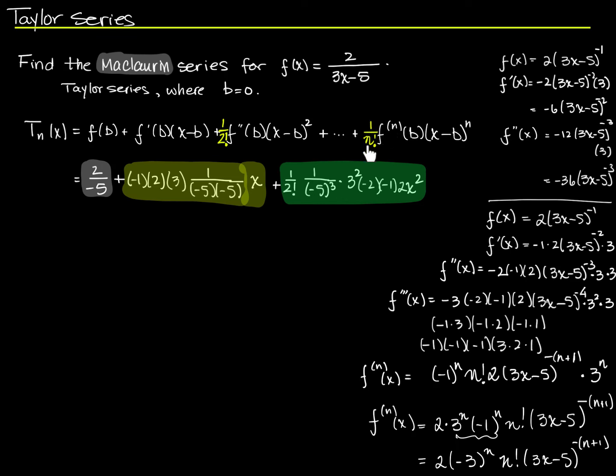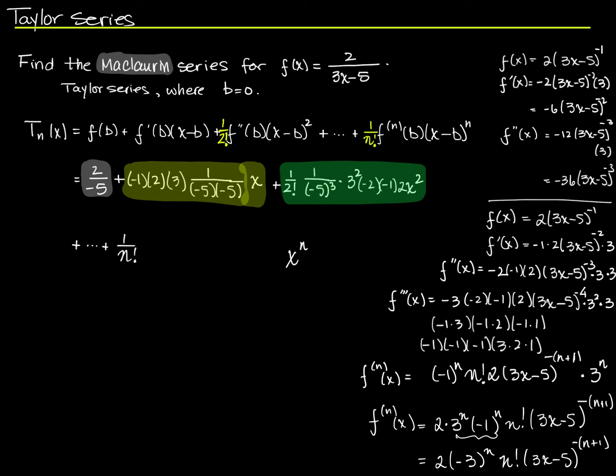I know I have to preclude it with this 1 over n factorial, and I know it's going to have an x to the n at the end. So let's try writing that nth term. It's going to be 1 over n factorial. We know it's going to have an x to the n at the end. So what I've done so far is this 1 over n factorial and this x to the n. So now I have to figure out what the nth derivative of f at b is.